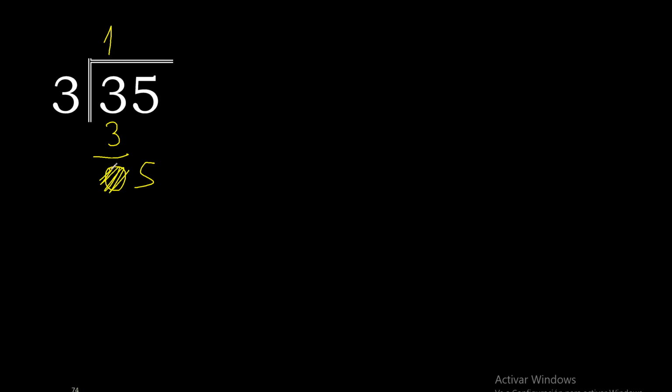Bring down the 5. 3 multiplied by 2 is 6, excessive. Multiplied by 1 is 3. 5 minus 3 is 2. There is no number that goes down, therefore complete. Always complete with 0 and here with a point.